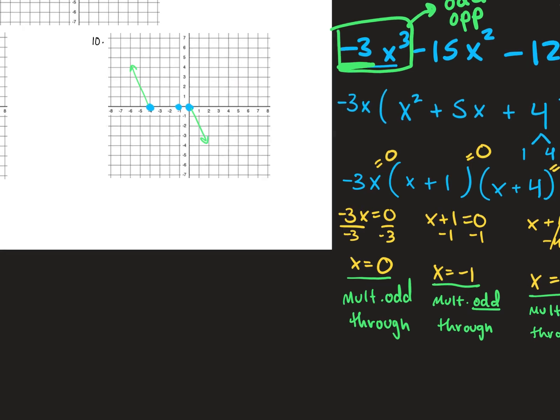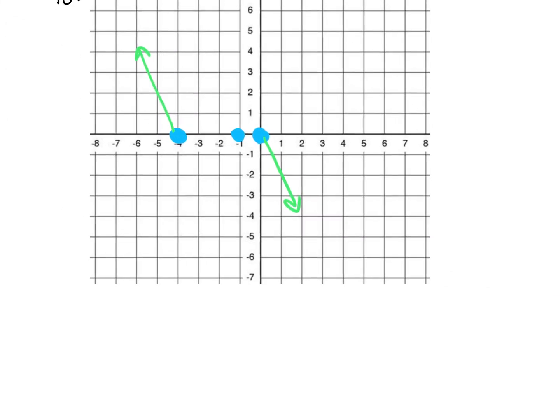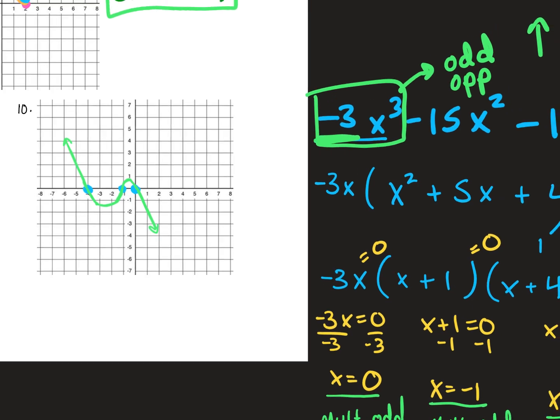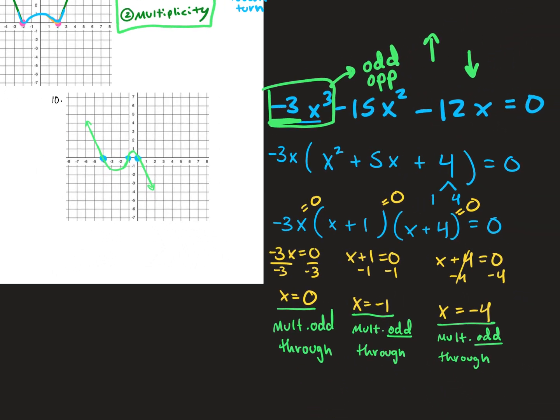So at each point, we're going to go through. At negative 4, we go through the x-axis. We're going to make our way over to negative 1, the next point. What do we do at negative 1? Go through the x-axis, make our way over to 0. What do we do at 0? Go through the x-axis. So our graph will look like this. So our graph only touches the x-axis at our solutions, at our zeros.